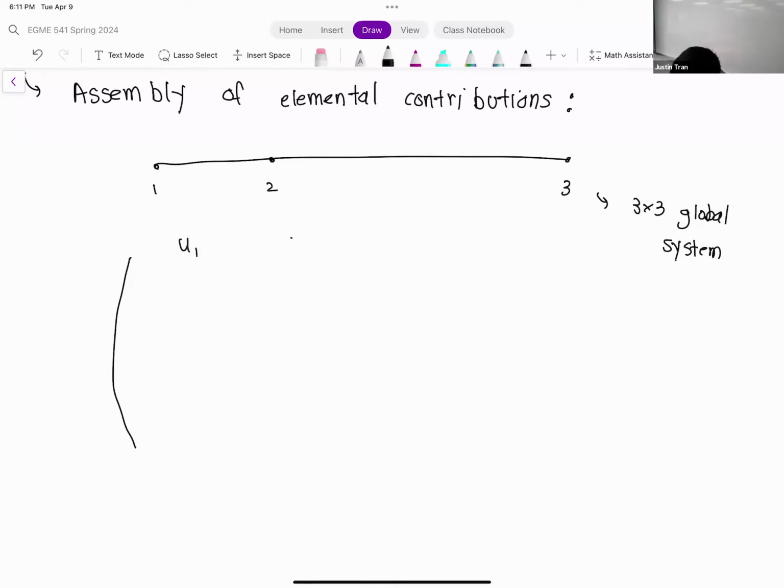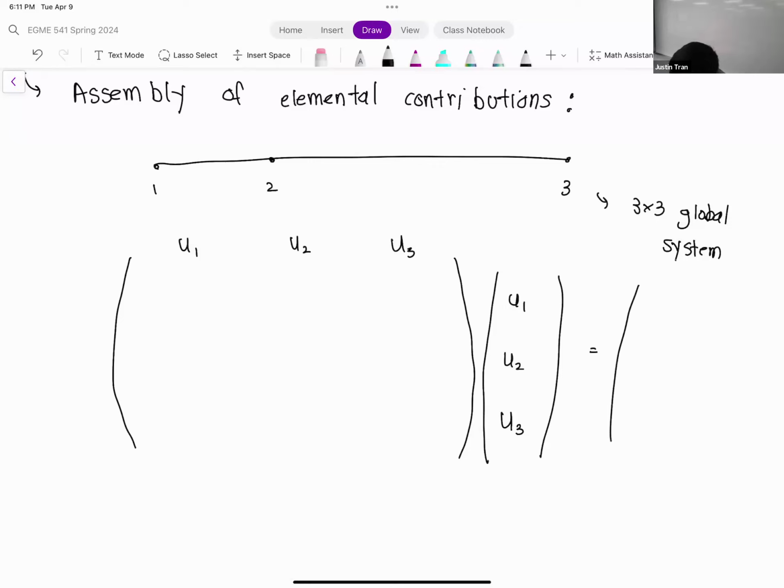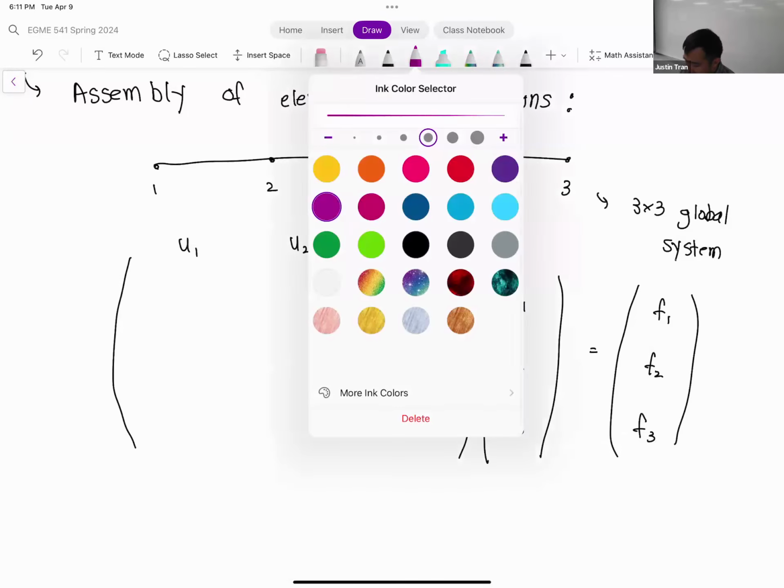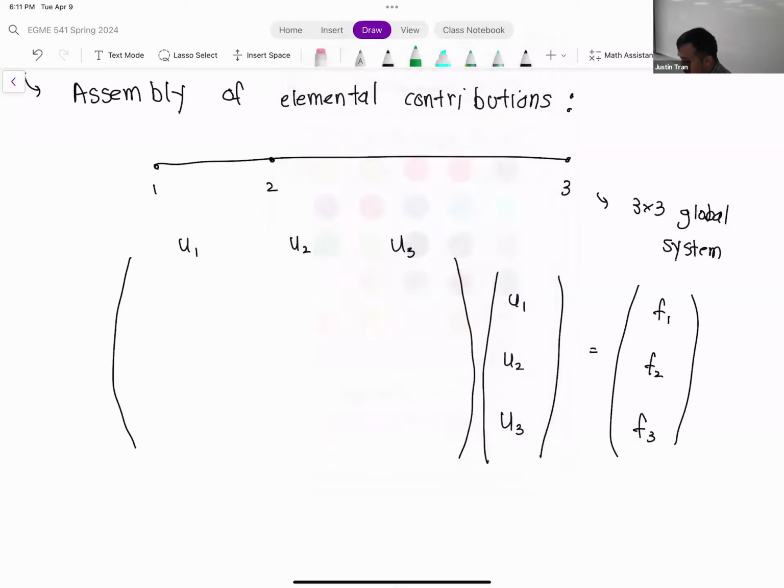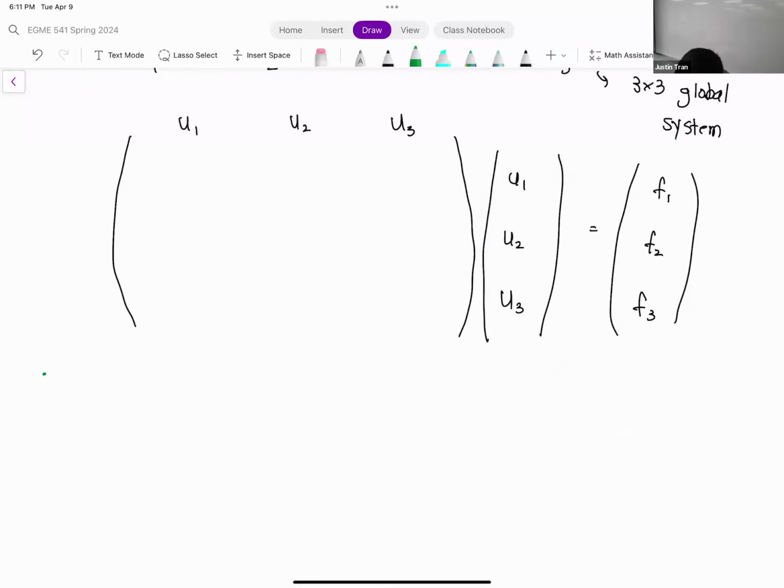We have U1, U2, U3 is equal to F1, F2, F3. Okay. So let's do the same thing that we've always done in our direct stiffness system. Let's assemble these contributions.